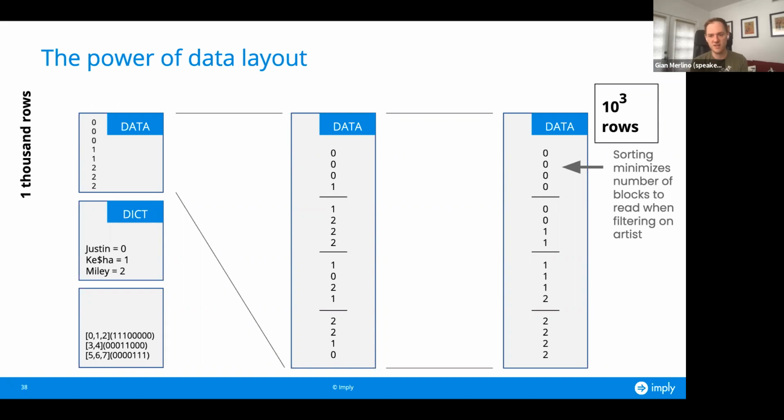And so if we sort here, if we cluster by artist, now it looks like this picture on the right, where all the 0s are together, all the 1s are together, and all the 2s are together. Of course, we can only cluster by one column at a time. We can't cluster by every column. That wouldn't make sense, because we're sorting the entire segment by whatever we're clustering by.